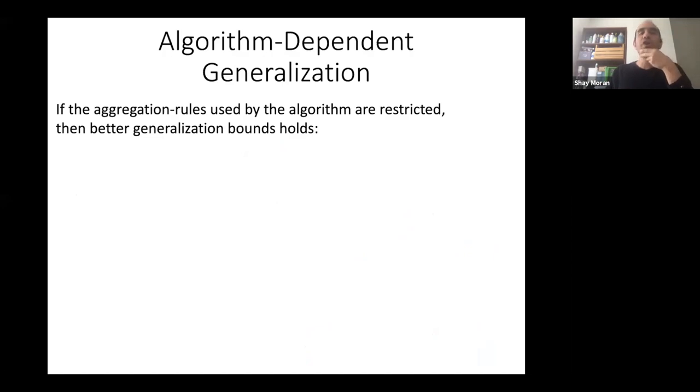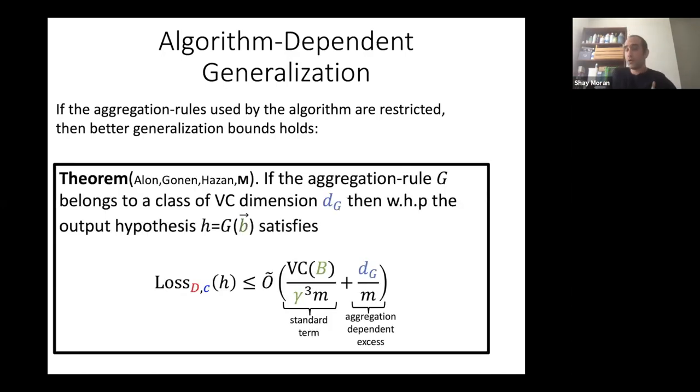And then one other remark I want to make in this context is that the generalization bounds we obtain are algorithm dependent. So if somehow you manage to find an aggregation rule using some heuristic, and you do it in a smart way so that eventually you use aggregation rules from a restricted class, then you can get better generalization bounds. In particular, we prove the following theorem: if the aggregation rule G belongs to a restricted, simple class, so either VC dimension, or you can also replace it by the number of bits you need to encode it, it's the same.